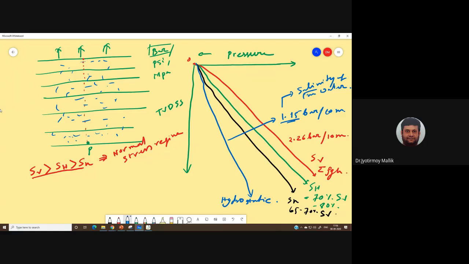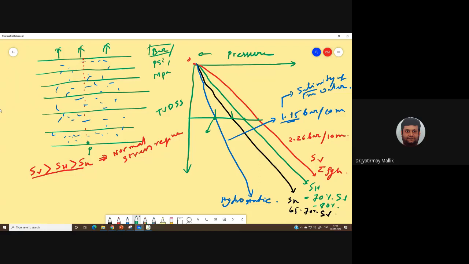Now suppose this situation becomes a bit more complicated. Suppose at a particular depth, I ask you to calculate these. At a particular TVDSS, you can calculate my fluid pressure, my minimum horizontal stress, and you can calculate maximum horizontal stress and vertical stress. Now, these two are extremely important: minimum horizontal stress and your hydrostatic gradient.